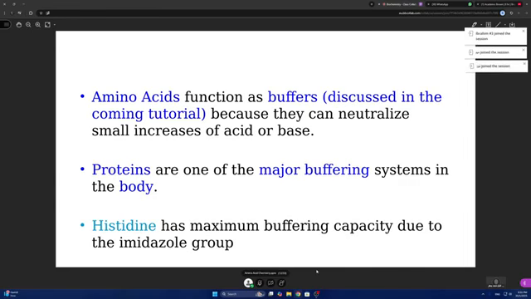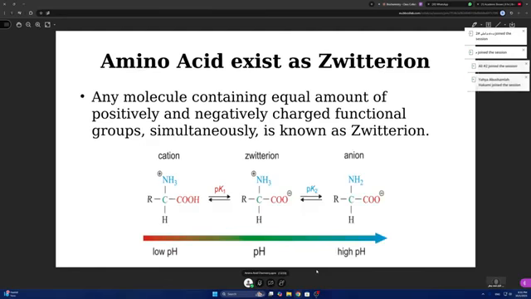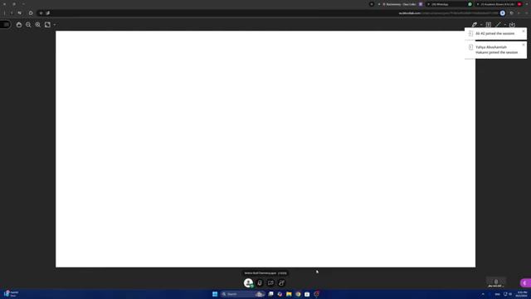So they can be buffers because of this property, and histidine has the maximum buffering capacity because of the presence of the imidazole group. And protein is the major buffering system in our body, if we are talking about the entire body.